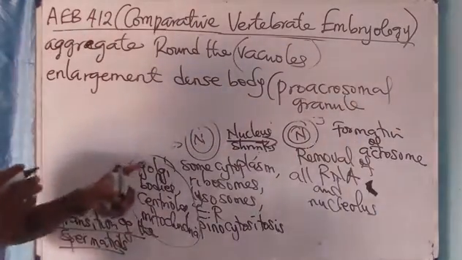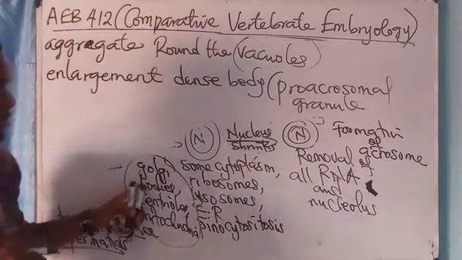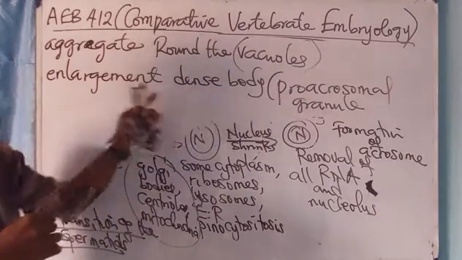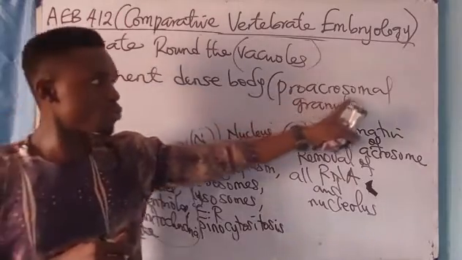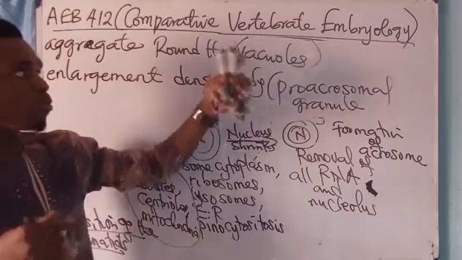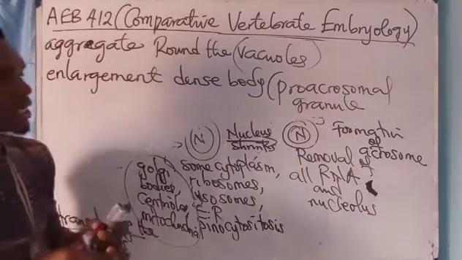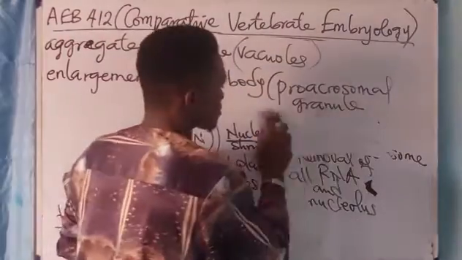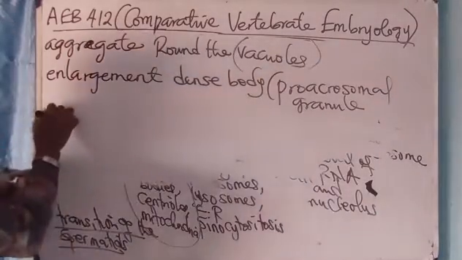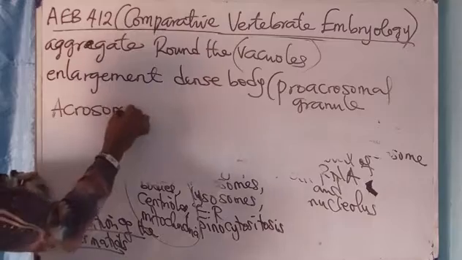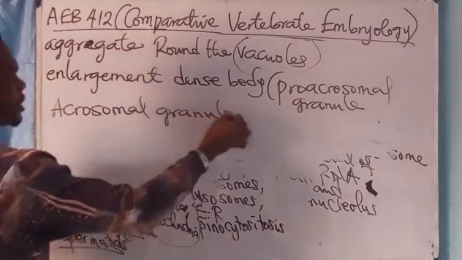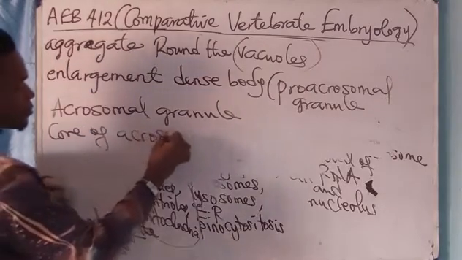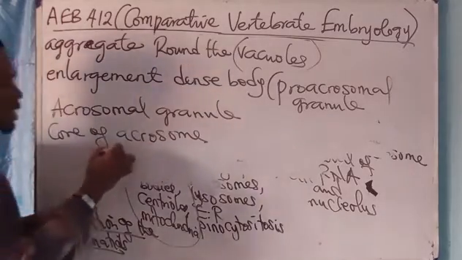I said for the acrosome to be formed, the Golgi bodies would aggregate themselves around the vacuoles. Inside the vacuoles we have a dense body called proacrosomal granule. There may be two or more vacuoles which will undergo enlargement. As soon as this proacrosomal granule is formed, it will increase in size to produce acrosomal granule. It is this acrosomal granule that forms the core of the acrosome, which means that it is this one that forms the actual acrosome.